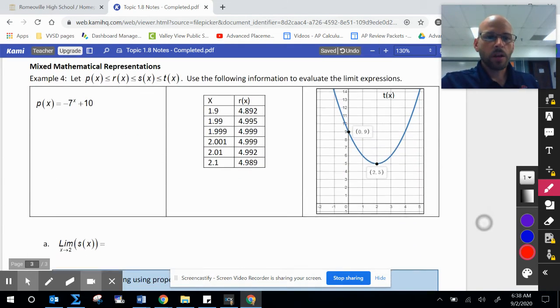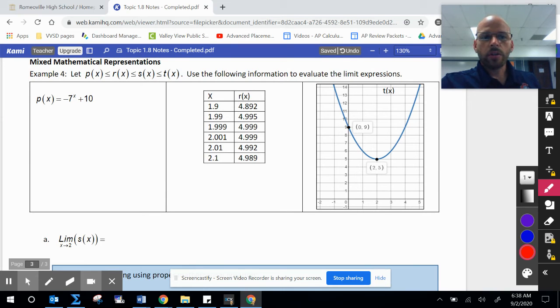Okay. All right. So I put a couple problems in here. So I have a function, I have a table, I have a graph.